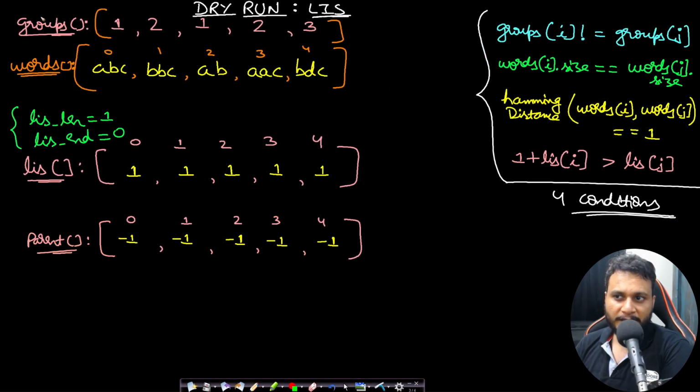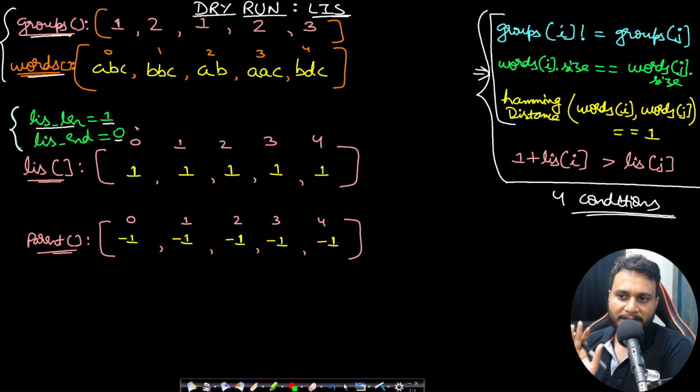Now let's look at the dry run of our entire idea. So here I will be taking the groups and the words array of 5 size. This is given as input, and I will keep track of all the three cases while doing the comparison between any pair of strings. I have taken the lis length and lis end value. So lis length will always tell what is the maximum length of the subsequence, and the lis end will say at what index the lis is ending.